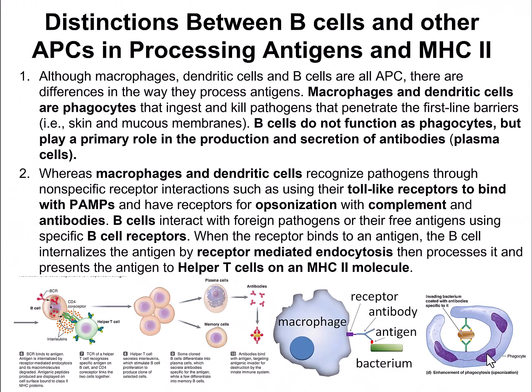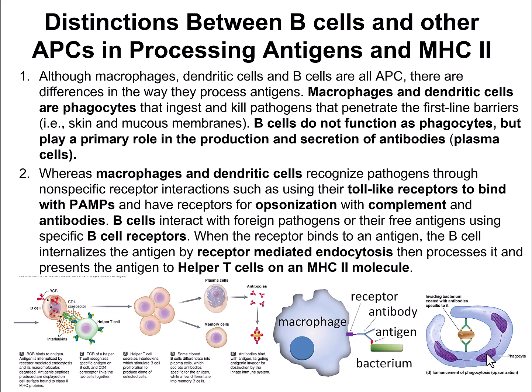In this video, I'm going to go over the distinctions between B cells and other antigen-presenting cells and the way that they process antigens, and also look at MHC class II molecules or proteins. So the first distinction: although macrophages, dendritic cells, and B cells are all antigen-presenting cells, there are differences in the way that they process antigens.